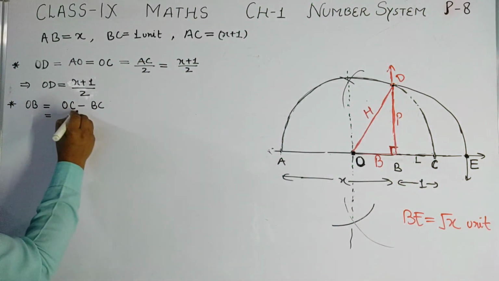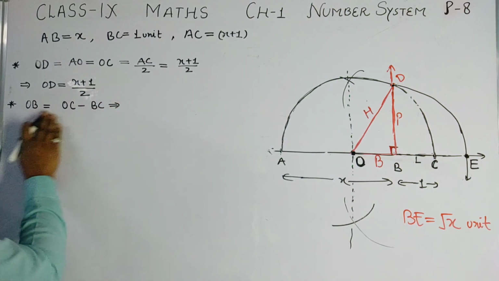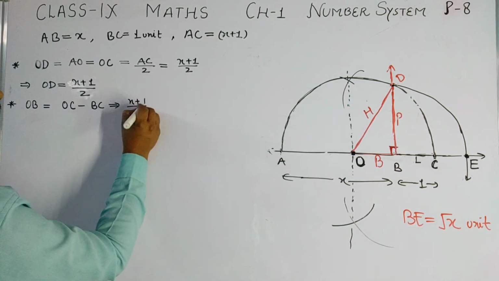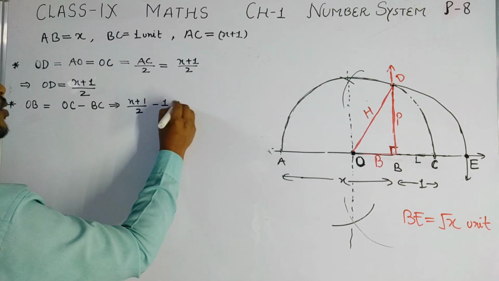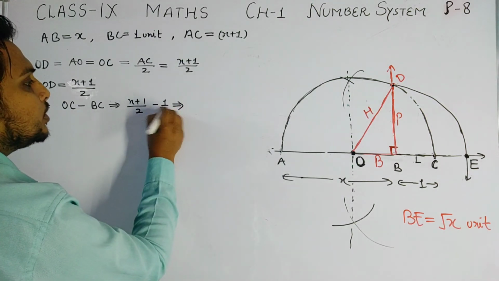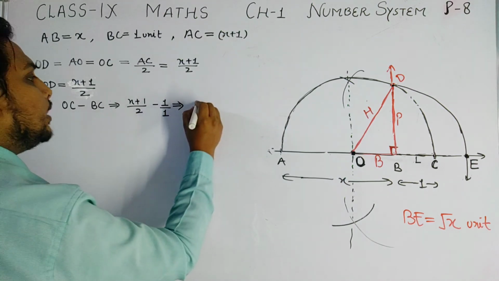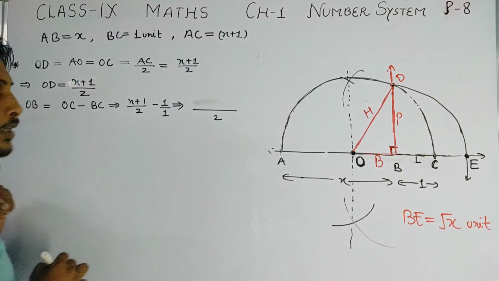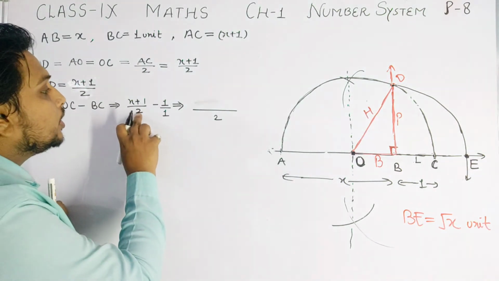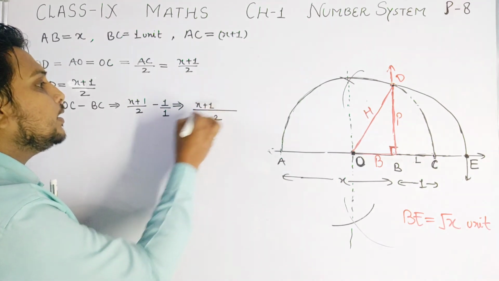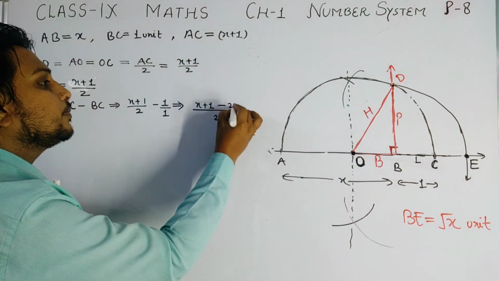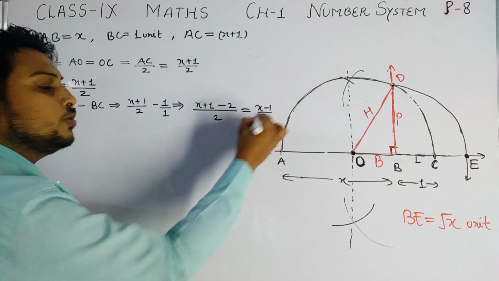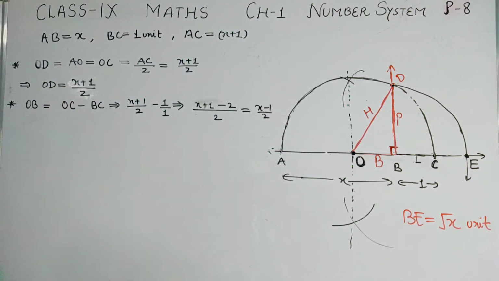So basically OC is (x + 1)/2, and BC is 1. If we simplify it, what will we get? Suppose this one is 1/1, so the LCM will be 2. Now this x + 1 will be written as it is, and minus 2 will be there. So what will we get? x + 1 minus 2, it means (x - 1)/2.